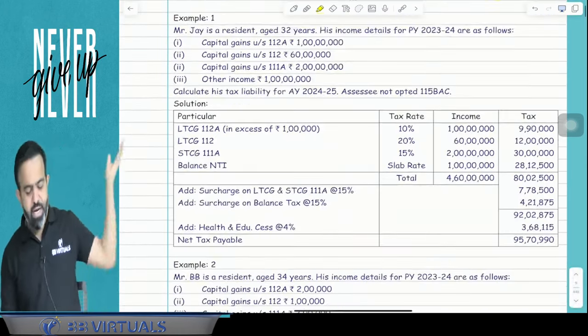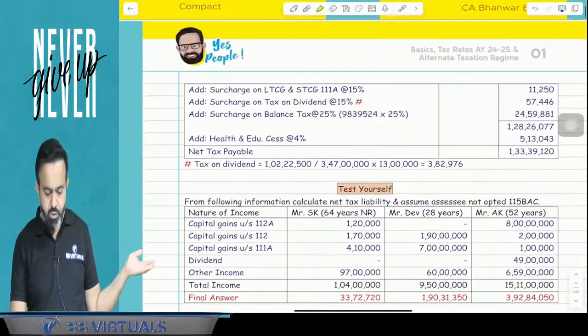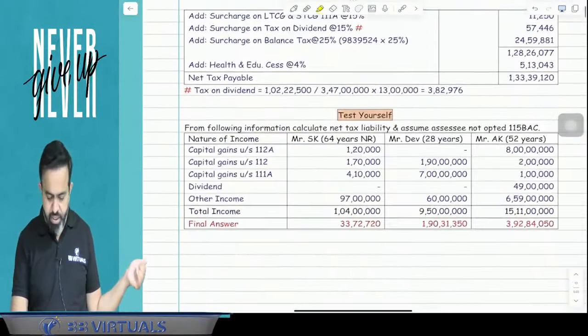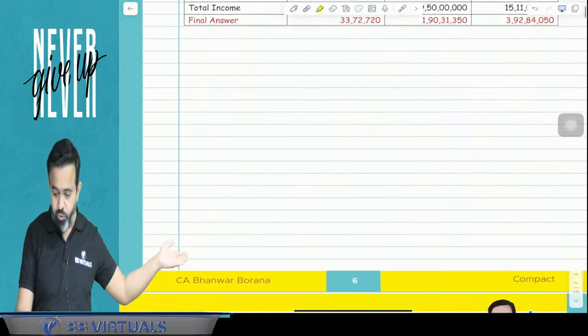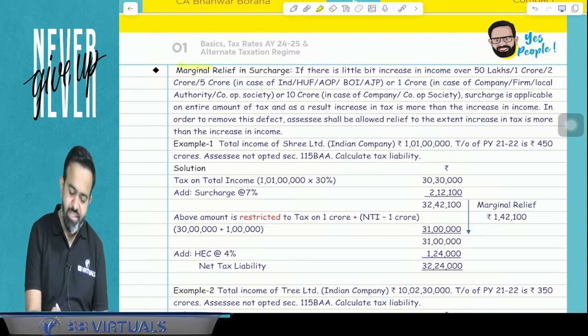Yes. Now guys, here I have given various examples related to the tax rates. There are three examples I have given, and after that three to test yourself also. So just do it. Okay, now we are going to start with one concept, called marginal relief.